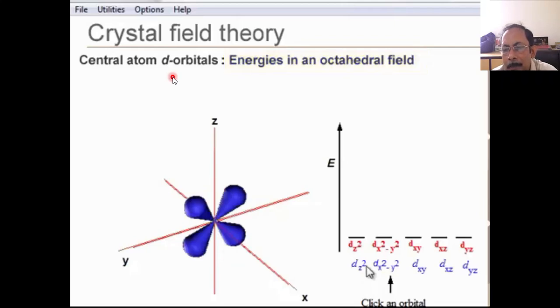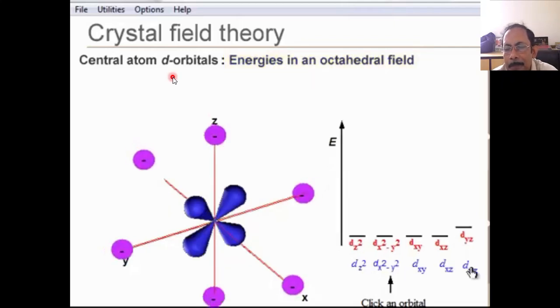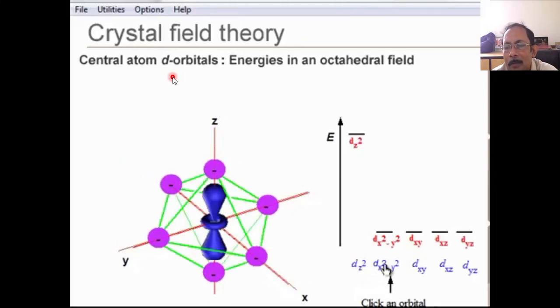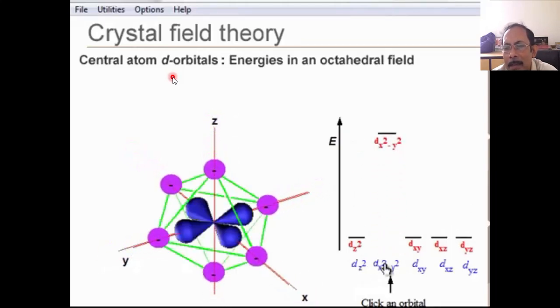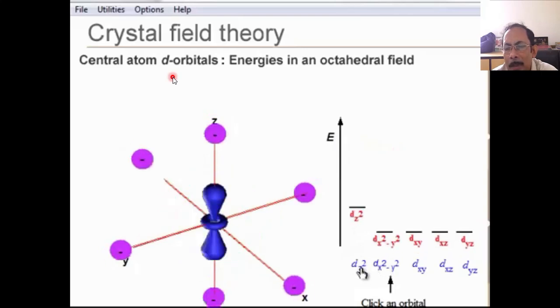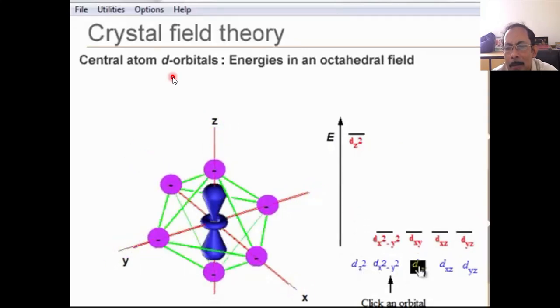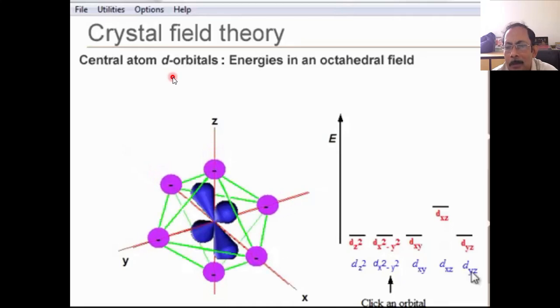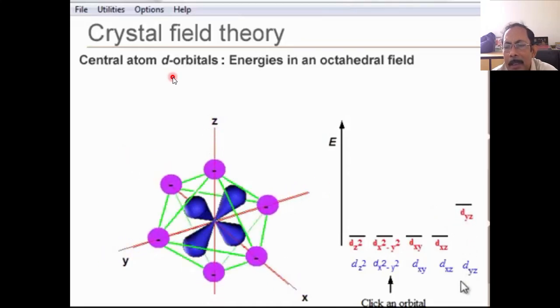So here these 5 d orbitals are explained by crystal field theory. When a ligand encounters a lobe of the central atom's d orbitals, it raises the energy. Hence dz squared and dx squared minus y squared, which lie along the x, y, and z axes, are comparatively raised in energies. Whereas dxy, dyz, and dxz are out of the way of the ligands and are energetically of lower energy.